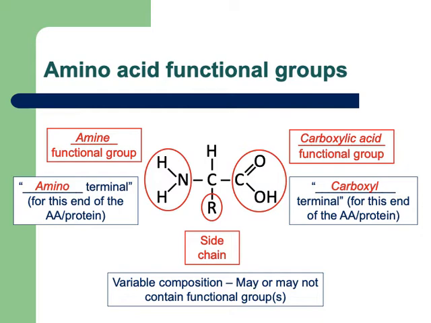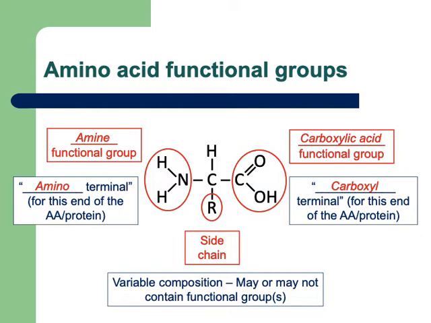And then on the other side, we have our side chain, which is our carbon bound to an R, which is an arbitrary chain, which we'll discuss on the forthcoming slides. Then on the right-hand side, we have our carboxylic acid, which is our carbon with a double bond to an oxygen and a single bond to our hydroxyl group. This is called our carboxylic acid functional group, also known as our carboxyl terminal for this end of the amino acid. Again, because of the R, the side chain, we have variable composition.